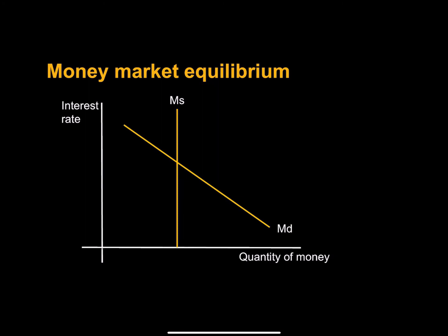Let's put them together. Money supply and money demand give us our equilibrium interest rate. So what we have is the price of money that's clearing in the money market. And now we can use our theory of liquidity preference, talking about our money demand and our money supply, to explain why we might experience fluctuations in the interest rate. That's the overall objective of this model.